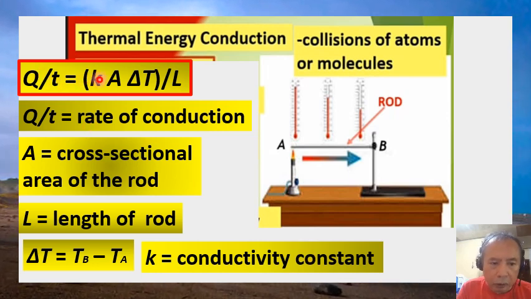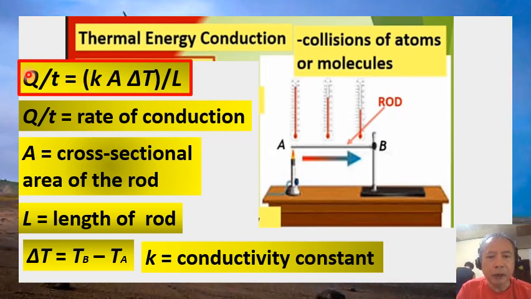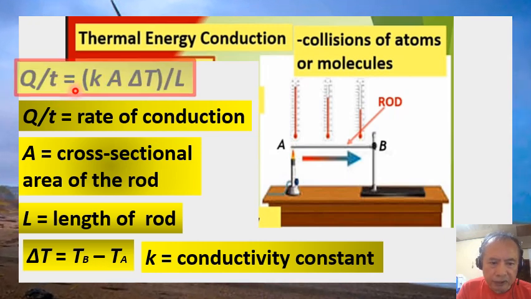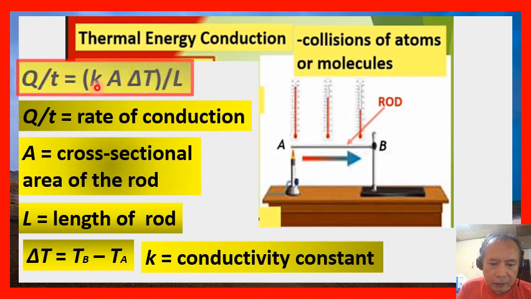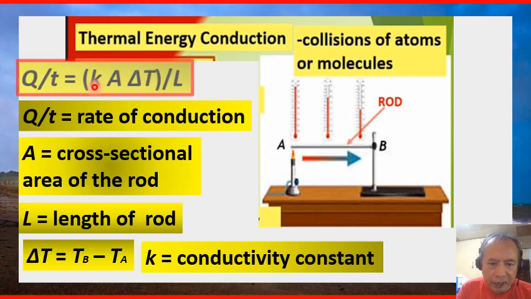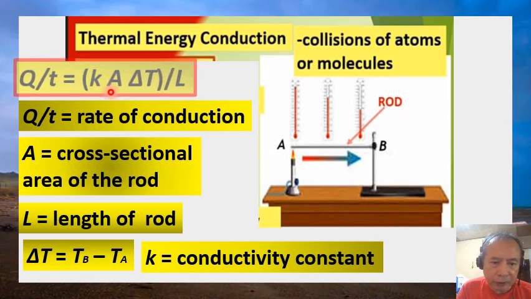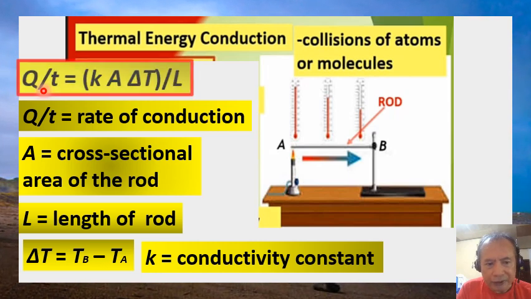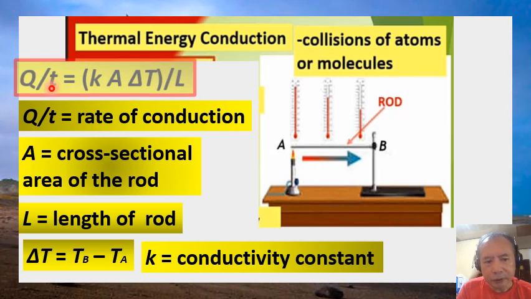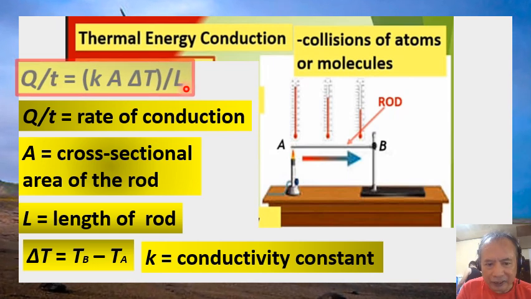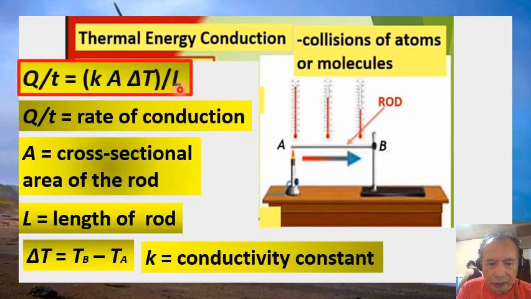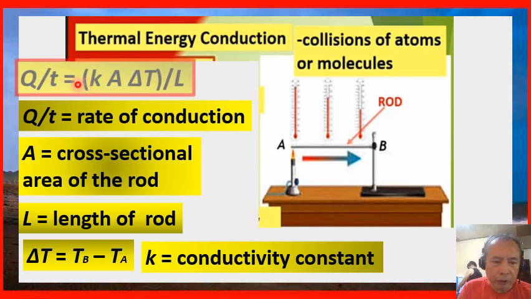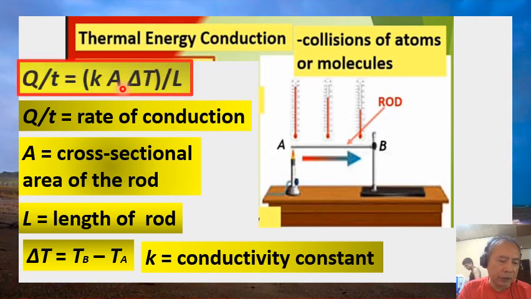Based on this equation for the rate of thermal conduction, we can see that the quantity k, the cross-sectional area, and the change in temperature are each directly proportional to the rate of thermal conduction. And the length L is the only quantity that is inversely proportional to the rate of thermal conduction.